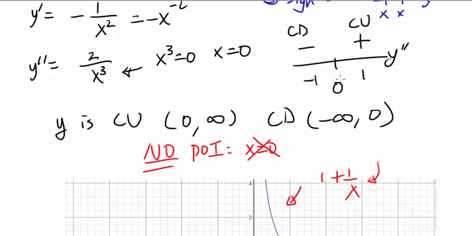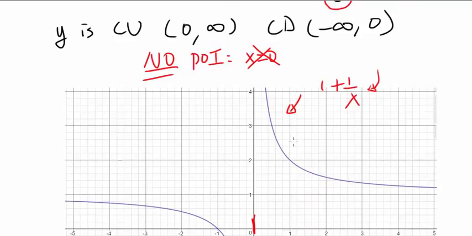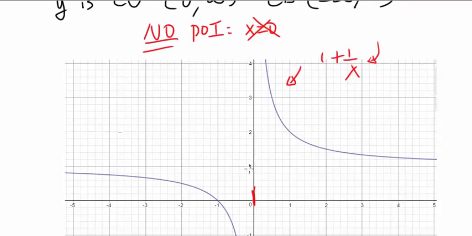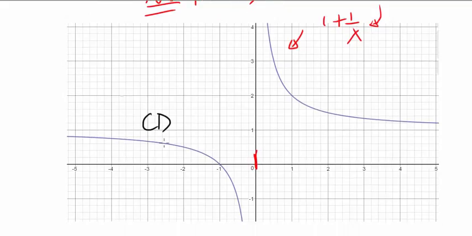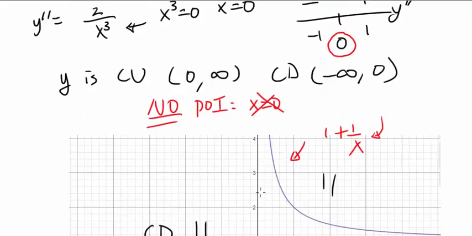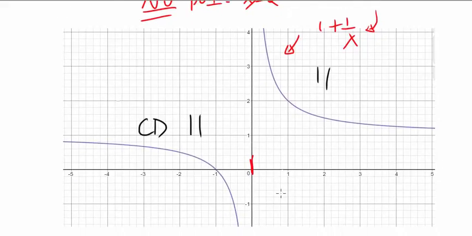But nevertheless, we still have to include 0 in our sign chart for testing for concavity, because concavity can still change at 0, but we don't count it as a point of inflection. Now, I have a graph of 1 plus 1 over x, as I said before, down below from Desmos.com. And as we can see, the graph is concave downward to the left of 0. It is a frowny face. And the graph is concave upward, a happy face, to the right of 0. So our predictions were true.